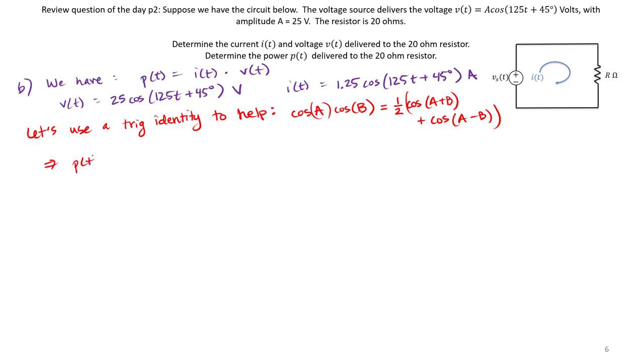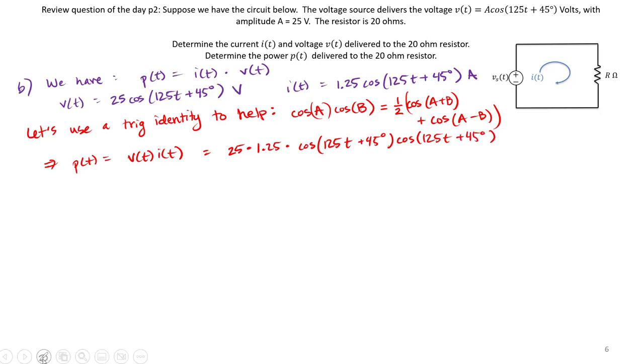So in this case, our power is the product of voltage and current, or 25 times 1.25 times cosine(125t + 45 degrees) times cosine(125t + 45 degrees). Notice I can treat 125t + 45 degrees as my A and 125t + 45 degrees as my B, and I can apply the trig identity.